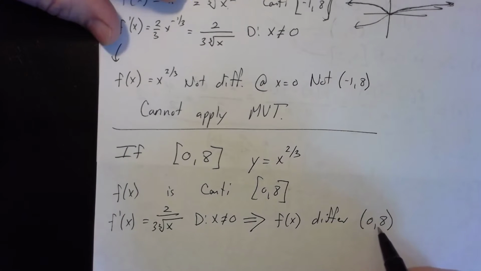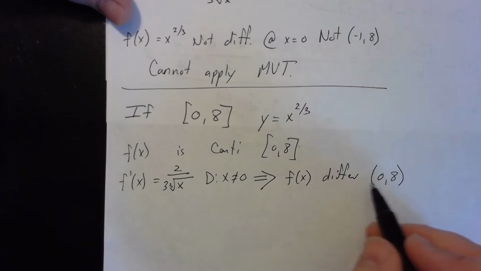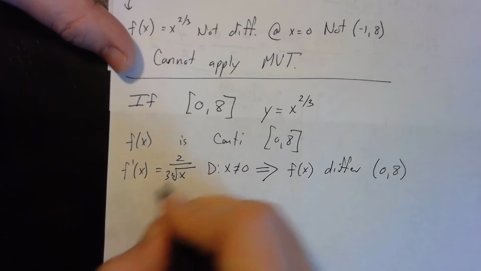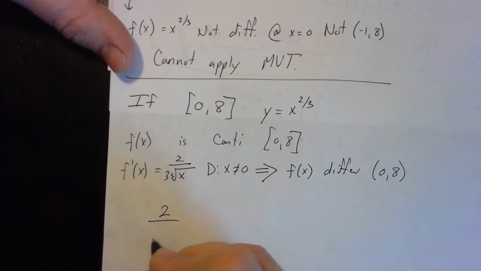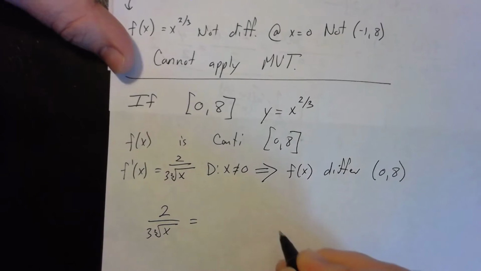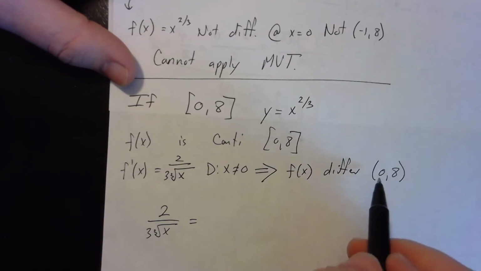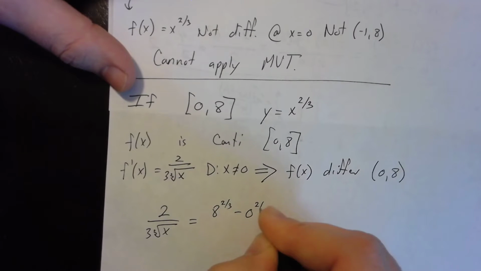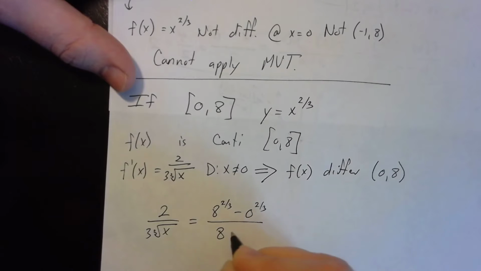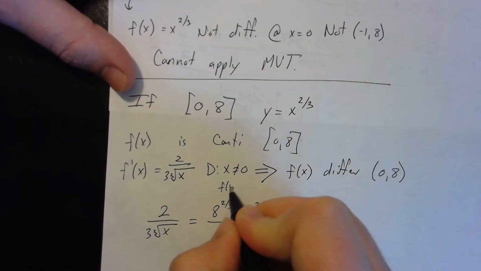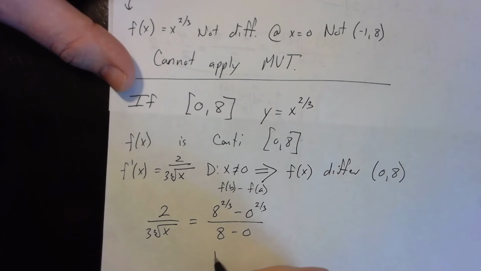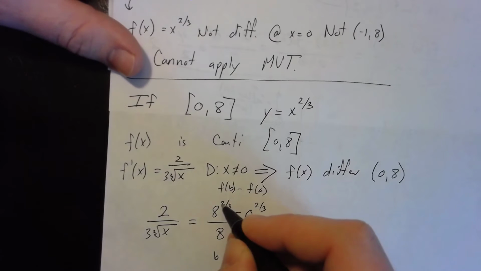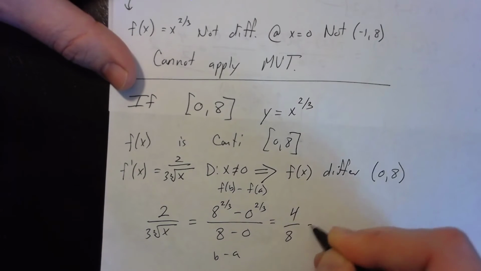With that being done, that tells me I should be able to find a value between 0 and 8, meaning that the average slope between 0 and 8 will be equal to the instantaneous slope at one given point. So this function right here, 2 divided by 3 cube root of x, should be equal to, in some form or another, me plugging in 0 and 8 to this function, meaning 8 to the 2/3 power, minus 0 to the 2/3 power, divided by 8 minus 0. Again, this is nothing more than f of b minus f of a divided by b minus a. This tells me that I'm going to have 8 in a cube root, which is 2, to the power of 2, which is 4, so 4 over 8, which is 1/2.